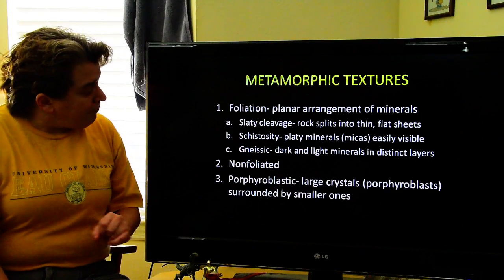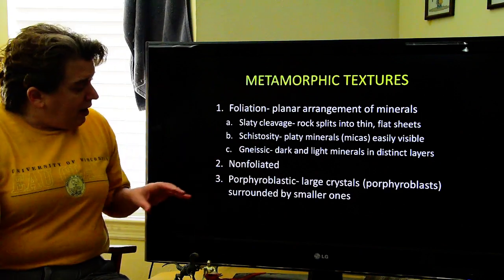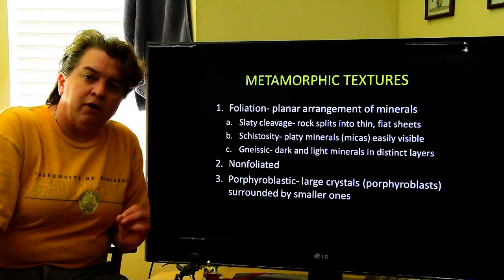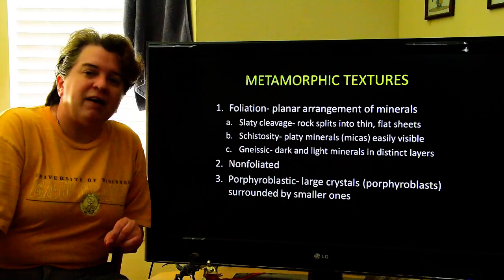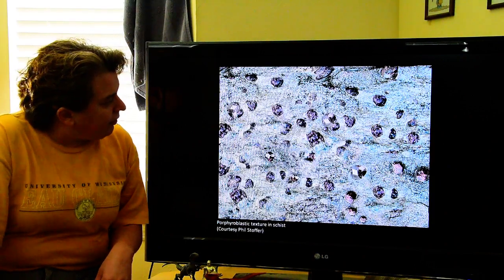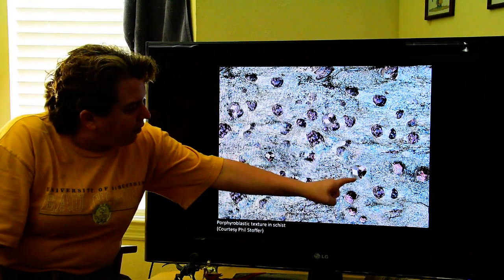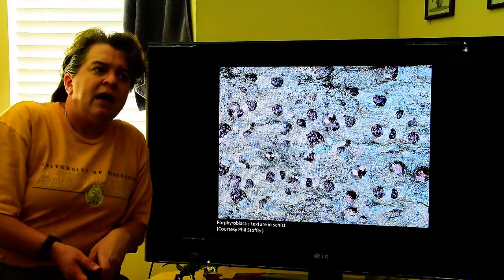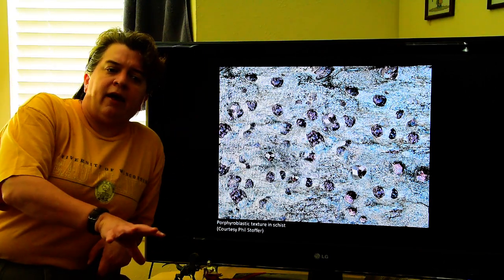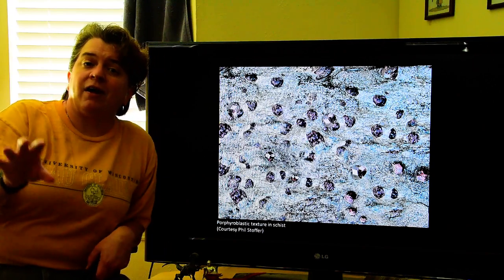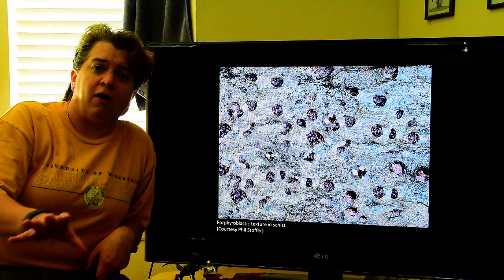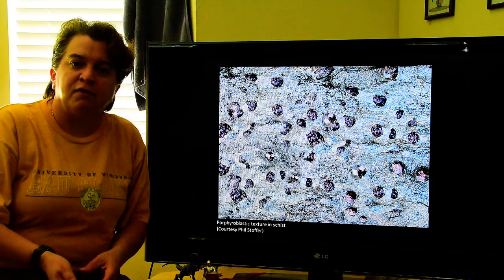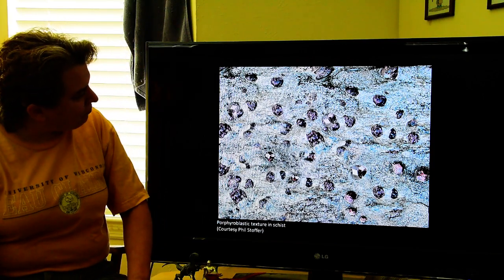Now, there is one other texture, and this is porphyroblastic. This is where you have large crystals known as porphyroblasts surrounded by smaller crystals. And it looks sort of like this. We have these big garnet crystals, and then they're surrounded by smaller muscovite and biotite. You can have foliated porphyroblastic rocks, and you can have non-foliated porphyroblastic rocks. So this is sort of its own special texture that you can find in some metamorphic rocks.